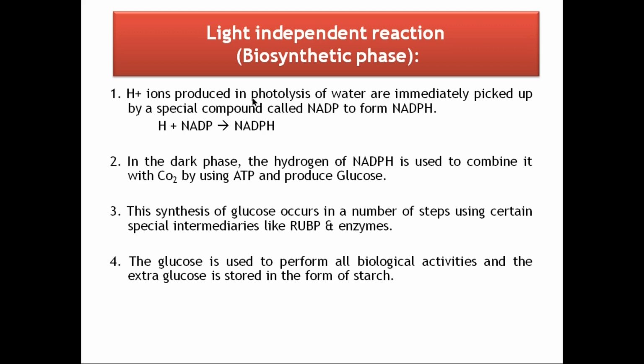H plus ions produced in photolysis are immediately picked up by a special compound NADP to form NADPH. In the dark phase, the hydrogen of the NADPH is used to combine with CO2 by utilizing ATP energy and produce glucose, that is C6H12O6. This synthesis occurs in a number of steps using certain special intermediate compounds, namely RuBP, ribulose bisphosphate, and enzymes. Finally, the glucose is converted to starch.